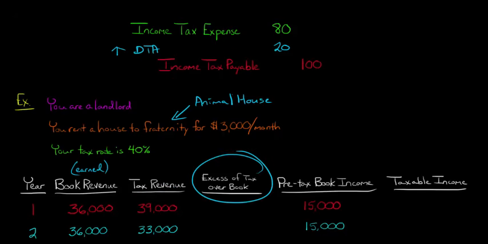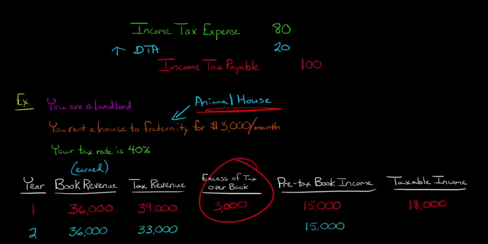So that means the excess amount of revenue for tax relative to book purposes for year one is going to be $3,000, right? So let's assume that your pre-tax book income, your financially reported income after computing expenses, all the damage that people from Animal House do to the house and everything, is $15,000, but your taxable income is going to be $18,000. Why? Because we've got this temporary difference of $3,000, right? They prepaid some of the rent for the following year, and for taxes, when you receive rent, you pay tax on that rent even if it hasn't been earned yet. So taxable income is $3,000 higher than the book income for year one.